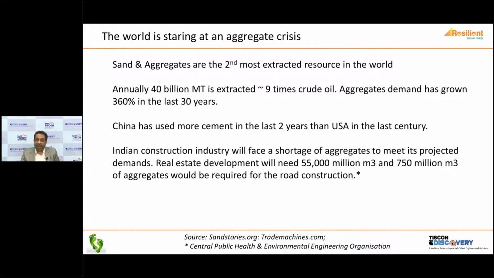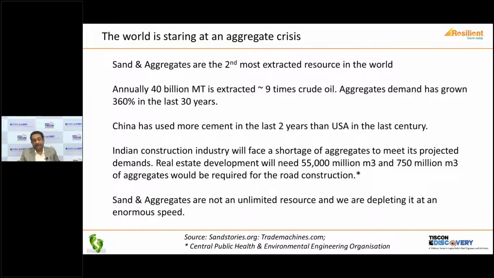India is also not very far away from this. Most of you who are in the construction field know that getting aggregates in time is a very big problem. And more and more aggregate quarries are going further and further away from where your actual construction is happening. It is estimated that real estate development in the next 25 years will require around 55 billion cubic meters of aggregates. 750 million cubic meters of aggregates will be required for the roads. So we are looking at a situation where you have a huge demand and a huge pressure on the aggregate situation.